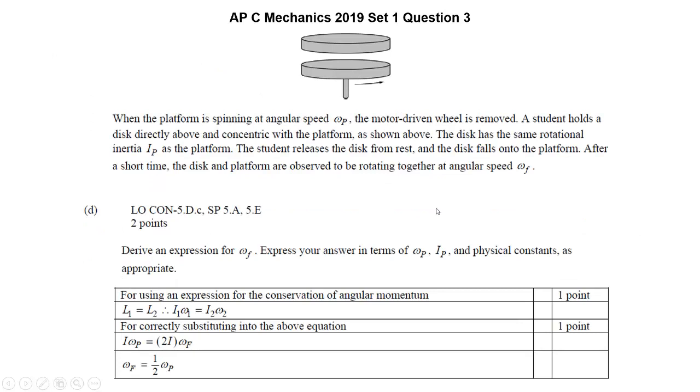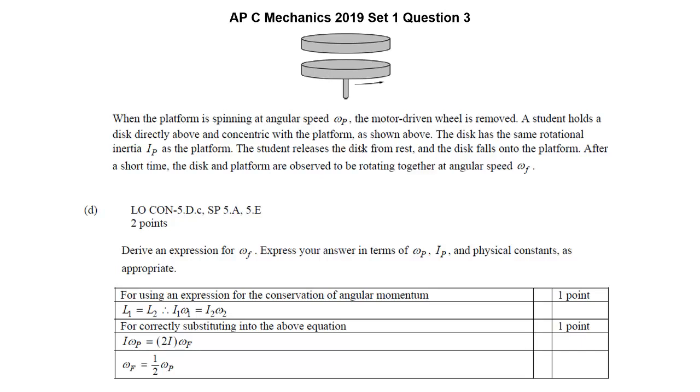So here's the complex part. Now the platform is spinning at omega p, right? And they take off the motor-driven wheel, so it's just going to rotate. And there's no forces of friction here, so it's just going to rotate perfectly and keep rotating. A student takes a disc and holds it right above it, drops it, and it falls onto the platform. They connect together and start rotating together. So part D, they want to know what their final angular speed will be.